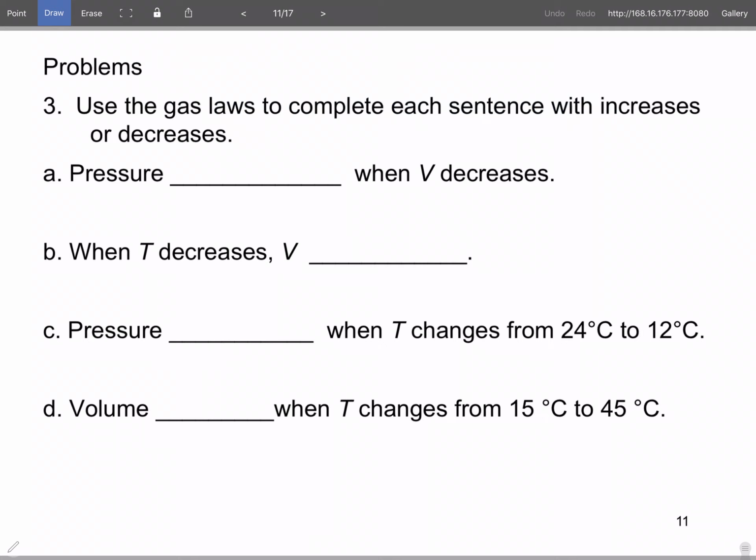Okay, so if we're looking at these things, pressure does what when volume decreases? Well, they're inverses, so pressure is going to increase. When temperature decreases, volume is going to decrease because they're directly proportional. Pressure does what when temperature changes from 24? Well, the temperature is dropping, so the pressure is going to drop or decrease. Here, the temperature is increasing, so the volume will increase. So always keep in the back of your mind what's going on so that we can see whether we have a reasonable answer or not.